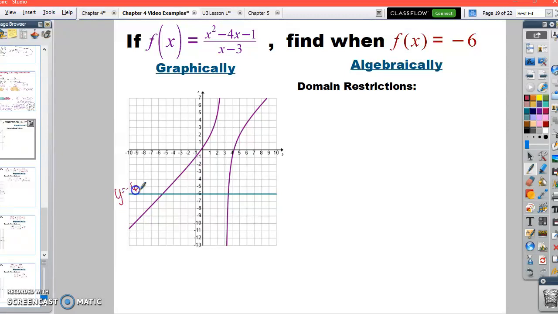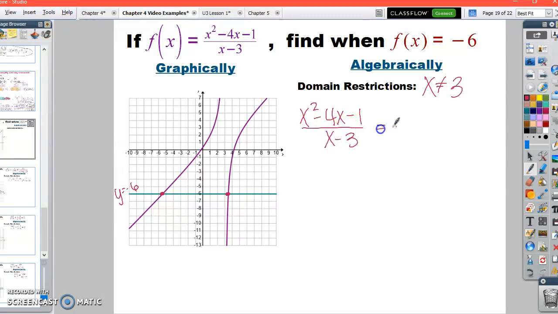And what graphing tells us is that we're going to have two answers, one negative, one positive. The graph probably isn't accurate enough to guess what our answers are, so that's why we're going to solve this algebraically. It's a good idea to start by listing any domain restrictions, and I know that x will never equal positive 3. And to solve this algebraically, I'm going to start by setting my function f of x equal to negative 6.